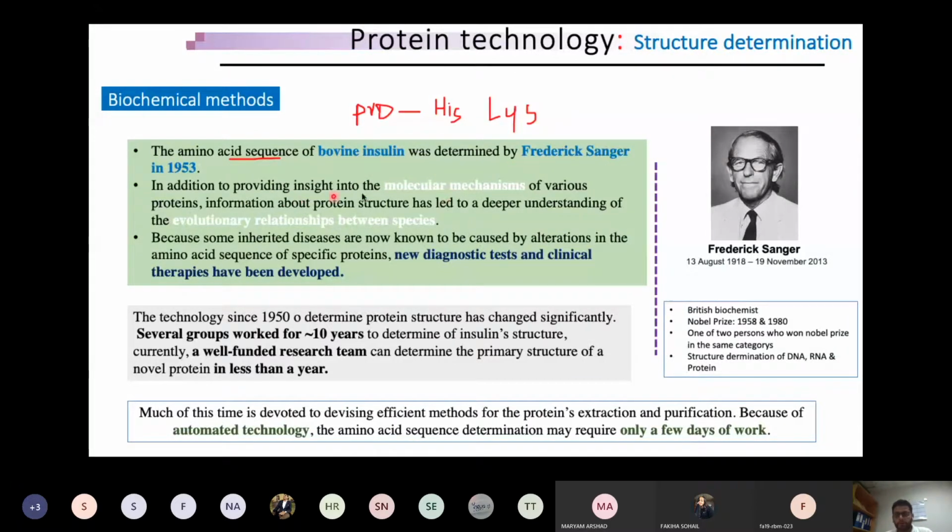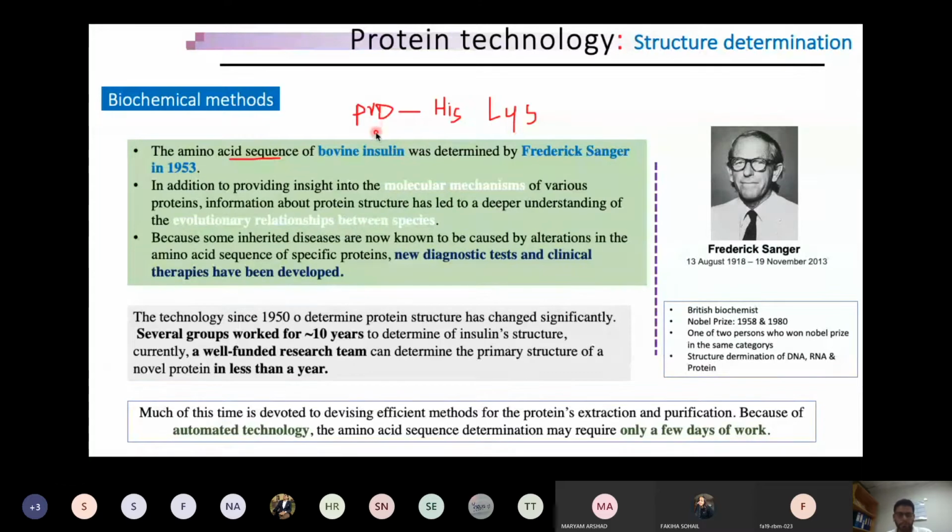So, in addition to providing the molecular mechanisms of various proteins, information about protein structure gives us a deeper understanding of the evolutionary relationship between species. So these are two additional benefits of protein structure: it gives us insight not only into the molecular mechanisms, but also the evolutionary relationship.